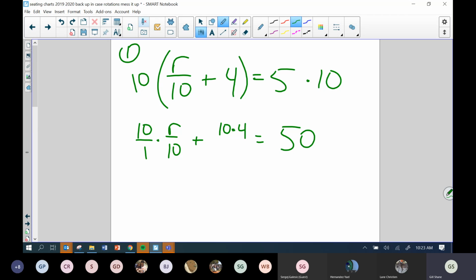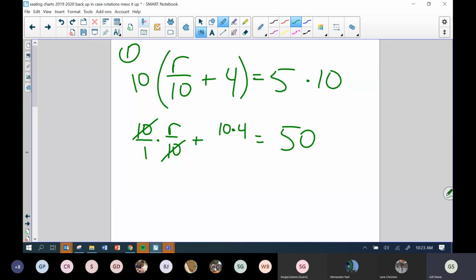So now when I do the rest of the math, 10 cancels out with that 10. You're really just saying 10 divided by 10 is what you're basically saying. So they go to 1, so we don't need that anymore. And we're just left with the r. And when we solve an equation, that's our goal. We're trying to get r all by itself, the variable.